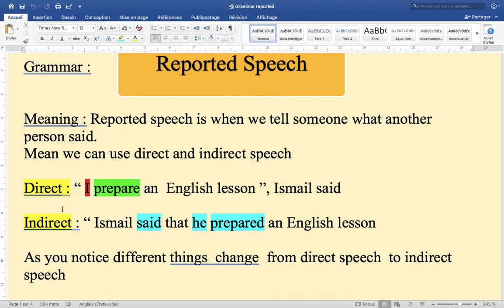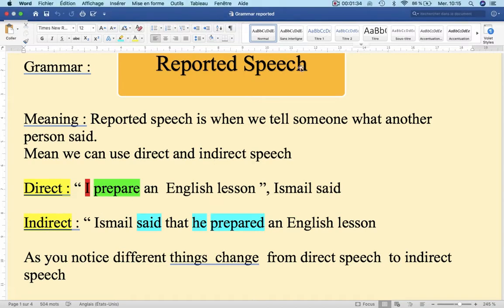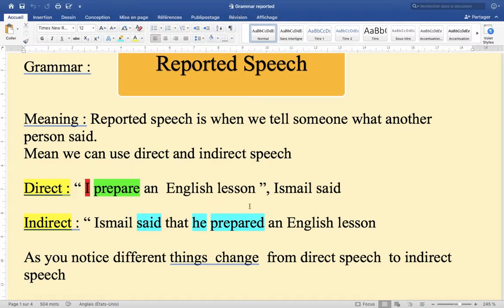For example, here I prepare an English lesson. Ismail said. So you can say, in indirect speech, Ismail said that he prepared an English lesson. But here there is a difference between direct and indirect speech. It means that there is some change in the sentence.